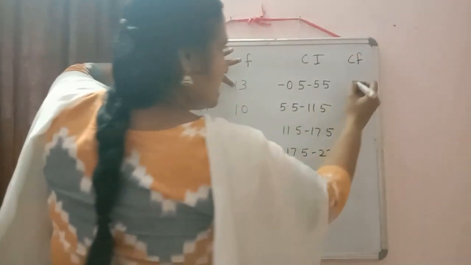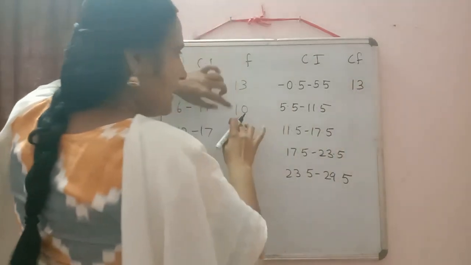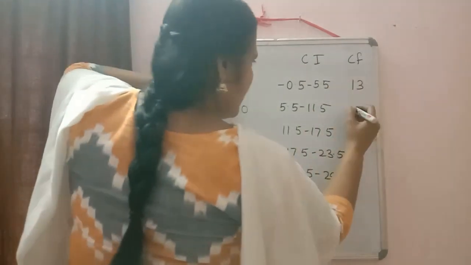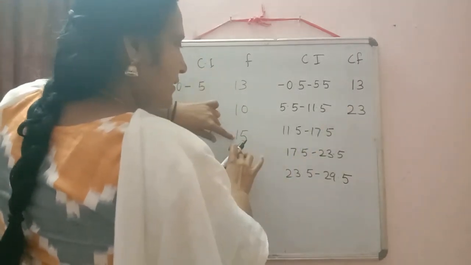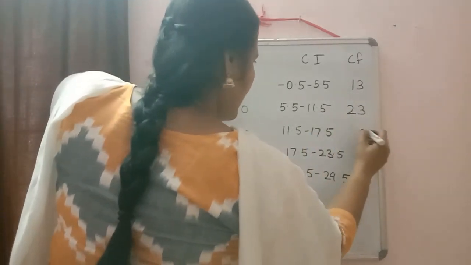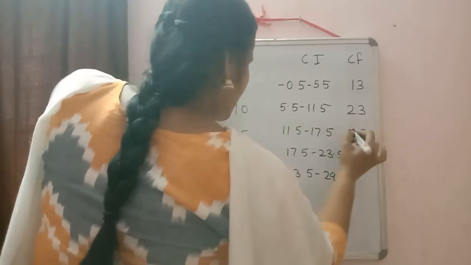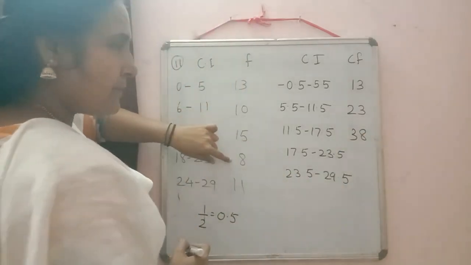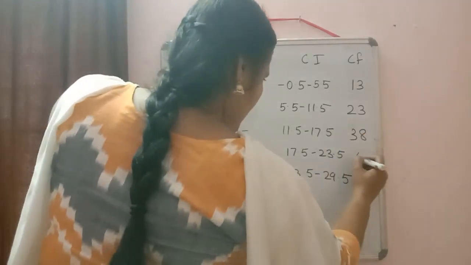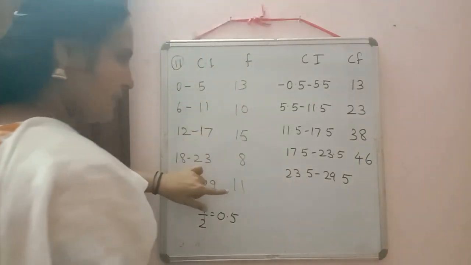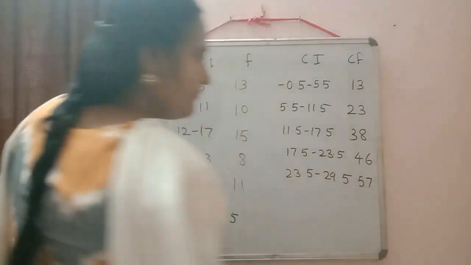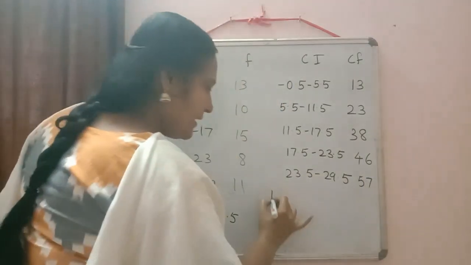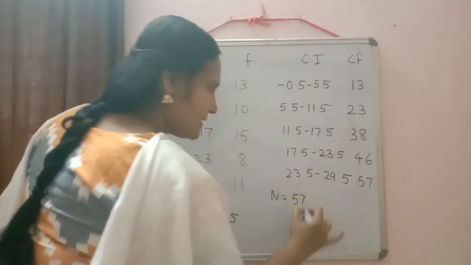So first is 13. Then next 13 plus 10 will be equal to 23. Then 23 plus 15. So 5 plus 3, 8. 2 plus 1, 3. 38. Then 38 plus 8 will be equal to, yes, 46. Then 46 plus 11. So that will come equal to 57. So we are getting here total frequency is 57.